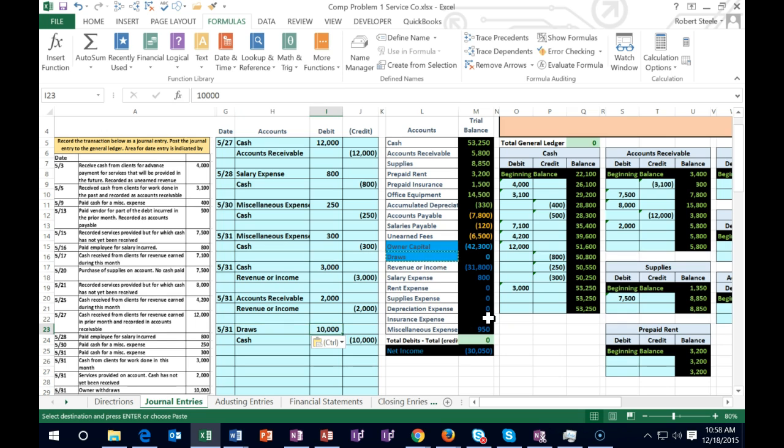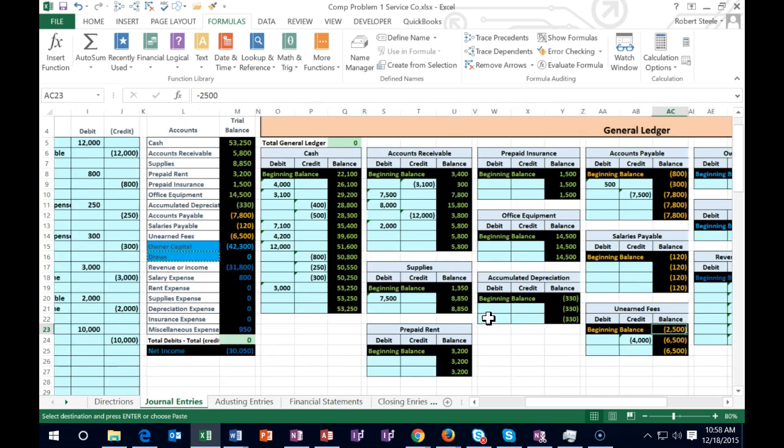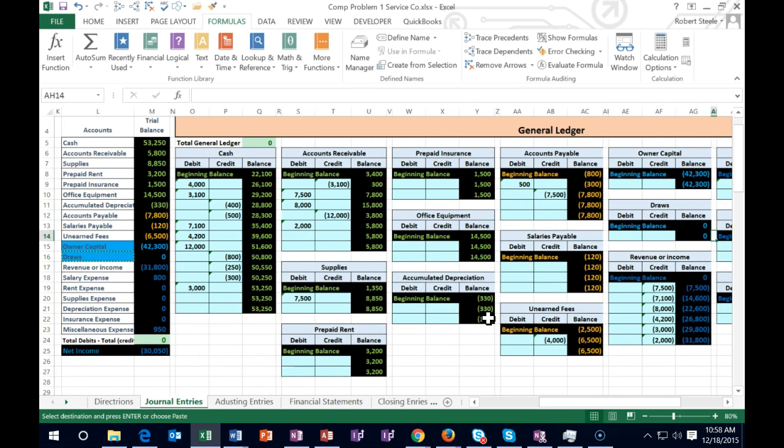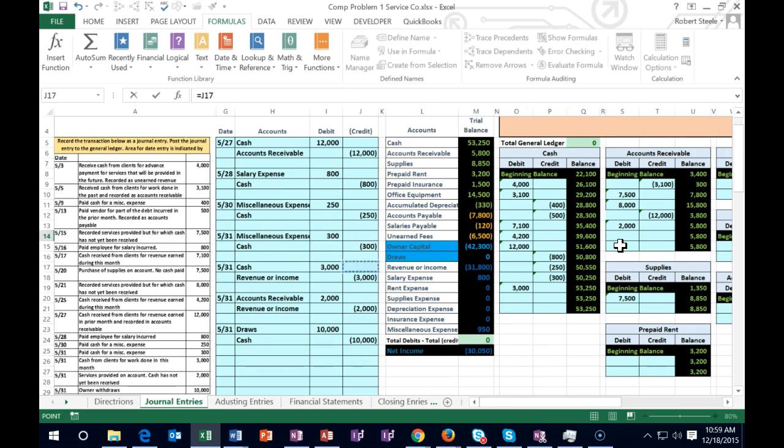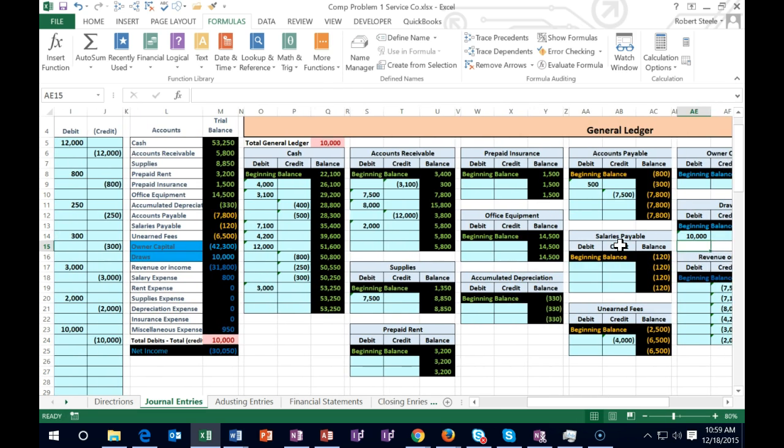So that's an equity account. We're posting this general journal entry to the general ledger, looking for draws, which is an equity account. General ledger is in order, assets and then liabilities, then equity. So here's draws over here in AE14. So AE14, we're going to say equals. I'm going to hold down the left arrow. We're going to go to this draws of 10,000 and enter. And there's the 10,000. We can see the 10,000 here.